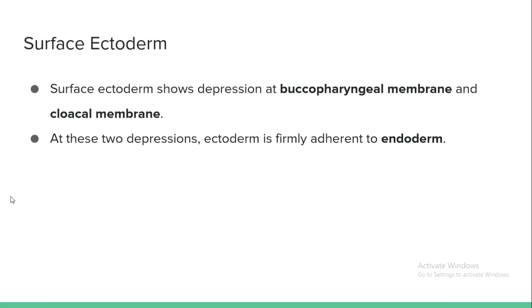So now we shall look at the surface ectoderm. Outside the ectoderm, the surface ectoderm shows a depression at the buccopharyngeal membrane and the cloacal membrane. At these two depressions, the ectoderm is firmly adherent to the endoderm.